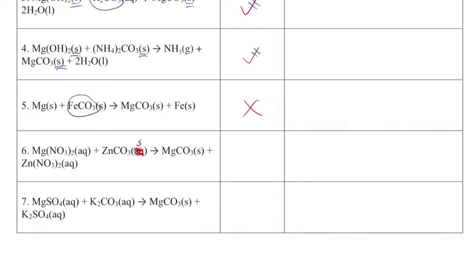And similarly for reaction 7, it has the same pattern. For reaction 7, we put in two salts. The first one is magnesium sulfate. The second one is potassium carbonate. After they exchange the cations, the products form. The products will be potassium sulfate and magnesium carbonate.